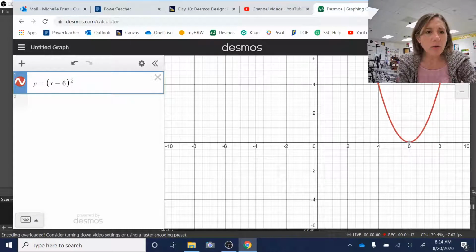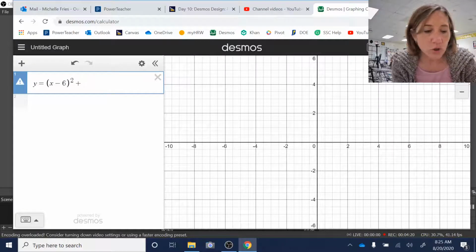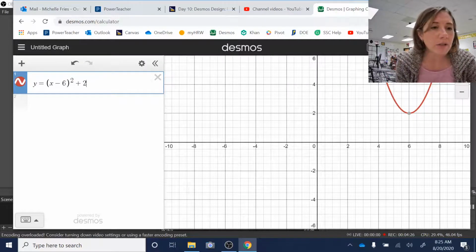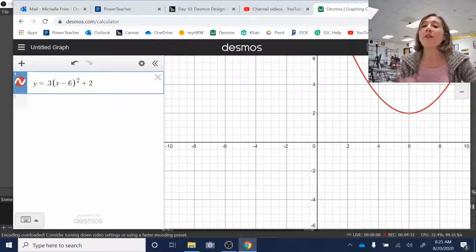And I also want it to slide up. This is going to be like the beginning of my happy face. So let's go plus 2. Okay, so that's moved my smile up. It's a little steep, I feel like, for a smile. So I think I want to flatten that thing out. So I'm going to put like a 0.3 in front of it. Okay, there, that's looking better.